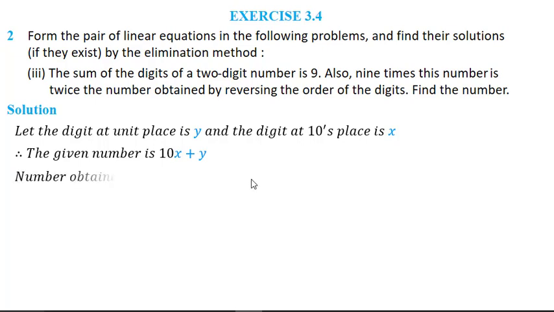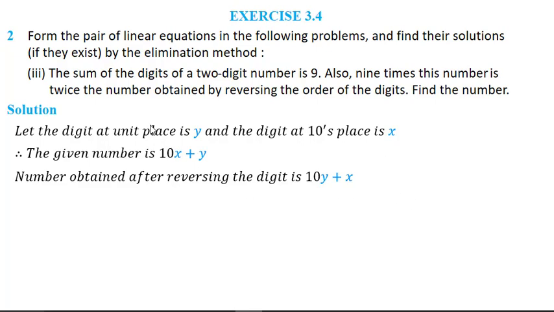This is my number, given number. Now if I reverse this number, I will get 10y plus x. Now see the question. The sum of digits of the 2-digit number is 9. Also 9 times this number is twice the number obtained by reversing the order of digits. So when I reverse the order of digits, whatever number I get, 9 times the original number will be equal to twice that number. I have to find the number.